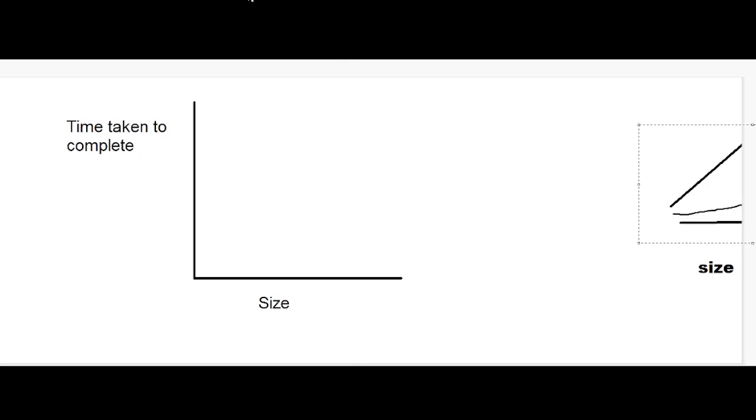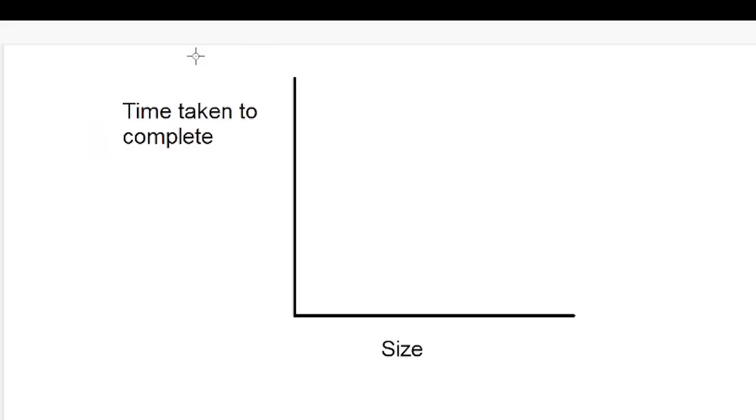Alright, so I'm just going to give you an example of each type of time taken to complete and the graph for that. So let's say I have a program that tells me whether a number is even or odd just by looking at the last digit of the number. And if that last number is 0, 2, 4, 6, or 8, that number is going to be even. And if the last number is any other number, then it's going to be odd.